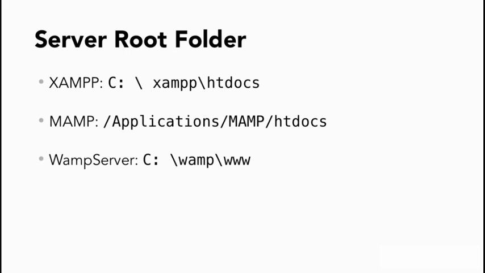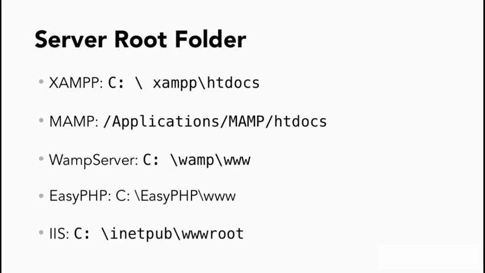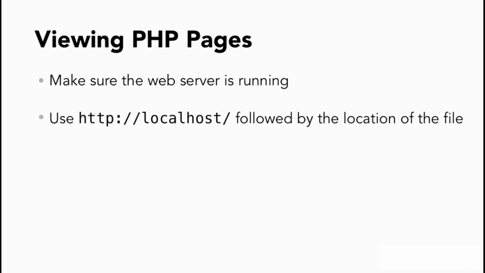WAMP Server and EasyPHP use a folder called www, and Microsoft's IIS uses a folder called www.root. To view a PHP page, make sure the web server in your testing environment is running. To display the file, enter the URL in the browser address bar.